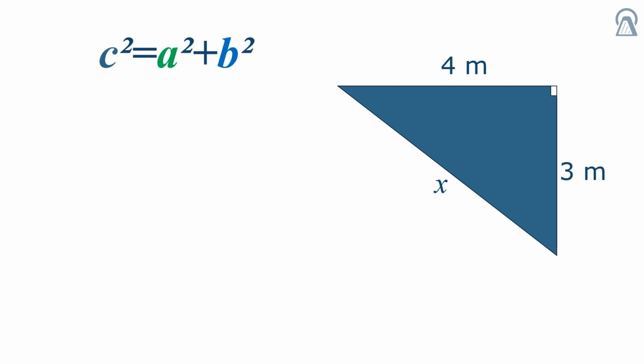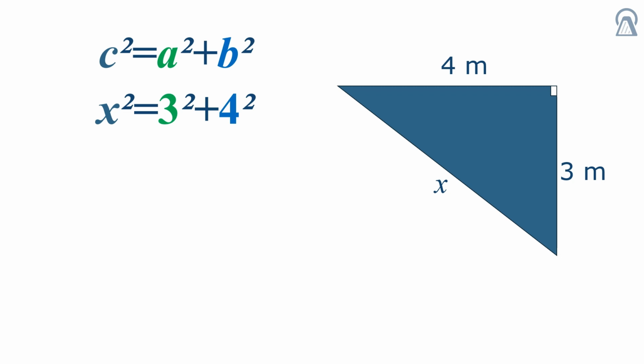So first thing, start with the equation that you've already been introduced to. So c squared is equal to a squared plus b squared. And we're going to substitute in the values we already know. So the a and b sides, well, one is 3 and one is 4. So we're going to write ourselves a new equation where c squared, in fact, it's called x here, so let's say it's x squared, is equal to 3 squared plus 4 squared.